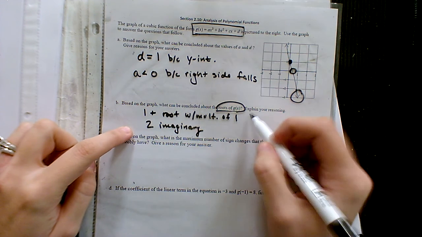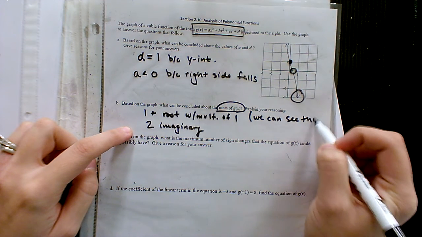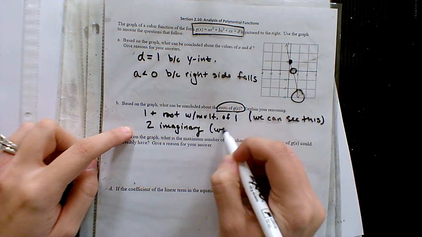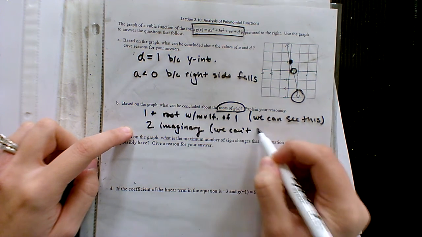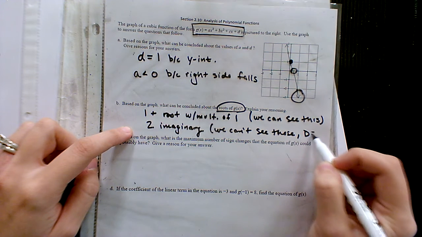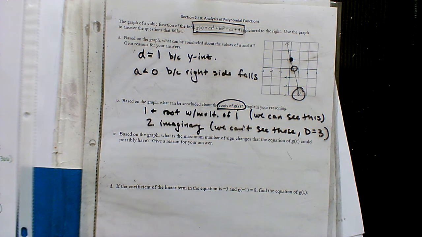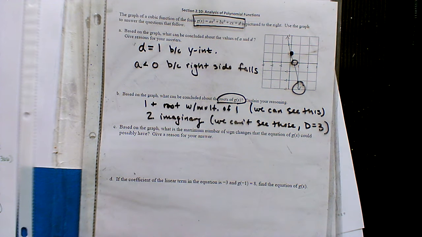Explain your reasoning. We'll say we can see this. We can't see these. Also, we'll say degree of 3, so we know we have to add up to 3 somehow. We can see one of them, which means the other 2 are imaginary. That's nice. So far, so good?